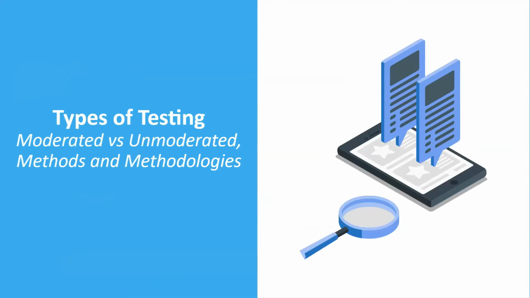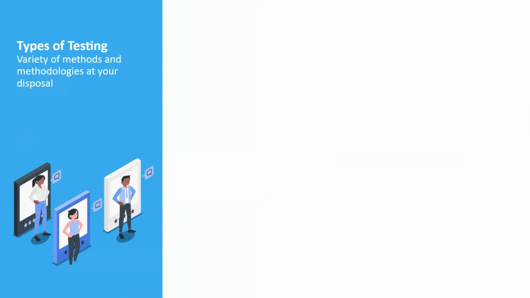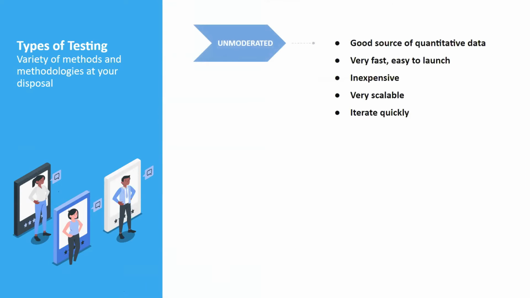So I wanted to review some of the types of testing, moderated and unmoderated, some of the methods and methodologies that we have at our disposal when we talk about working with those internal groups. So the first thing is unmoderated testing. That is a great source of quantitative data. Large groups of people that you want to get, put time on task and those sorts of things together for them. It's very fast, easy to launch, especially with a platform like Userlytics. Again, it makes it very easy. Spend like a couple hours putting it together. It's inexpensive, right? Again, for all the reasons we mentioned earlier.